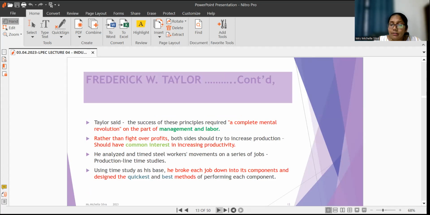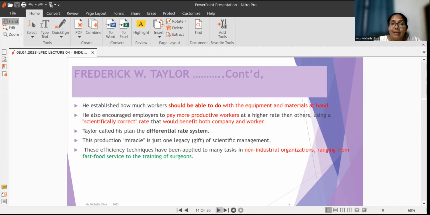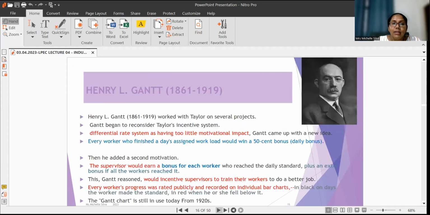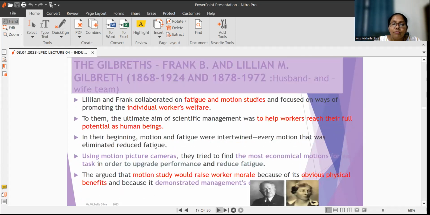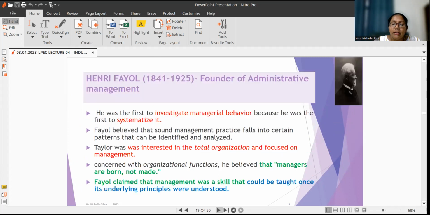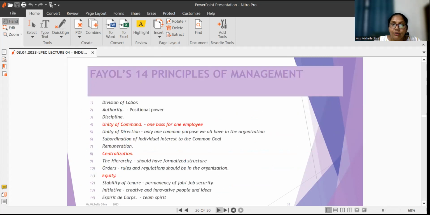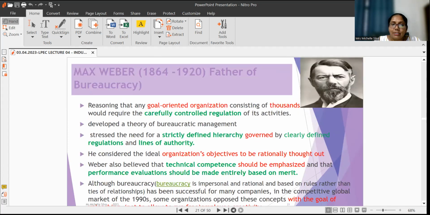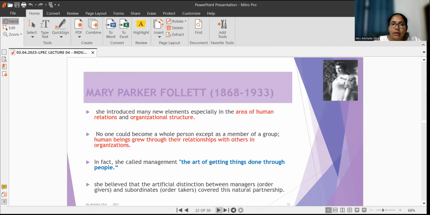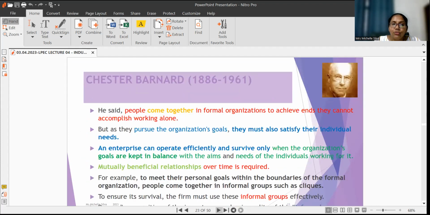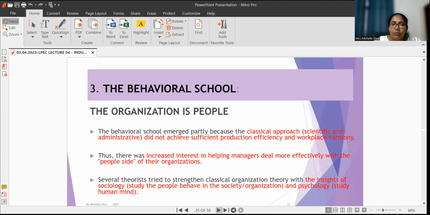So several psychologists have proposed different concepts. I have explained the contributions of Edward W. Taylor, then Henry Gantt, and Frank and Lillian Gilbreth, then under administrative management, Henri Fayol's contribution and Max Weber's contribution. Then Mary Parker Follett's contribution and Chester Barnard's contribution.